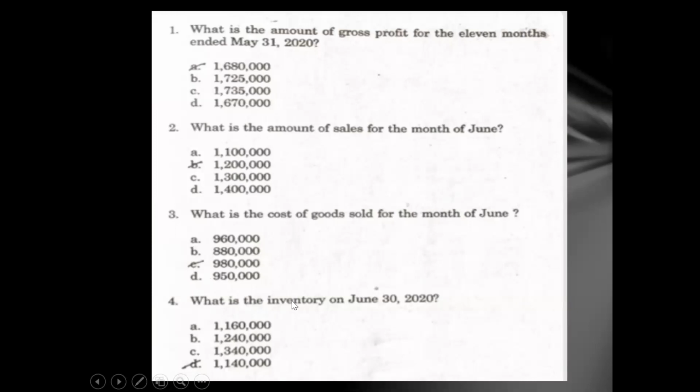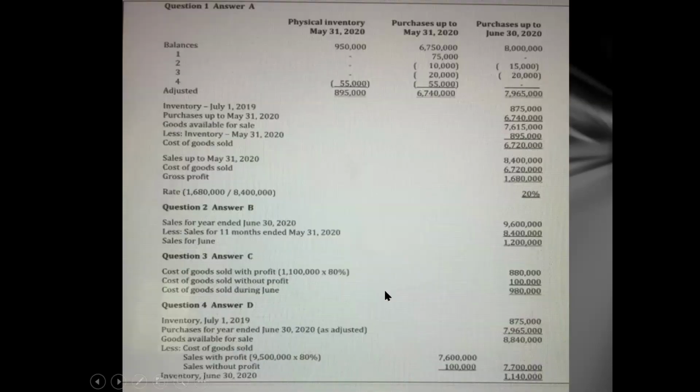For number 4, what is now the ending inventory for June? So for ending, let's begin with beginning 2019. It's for the whole year. Plus your purchases for the year ended June as adjusted. We have here 7965. So that makes your GAS. Less your COGS. Our COGS is your total sales as of June. So as of June, that's 96.